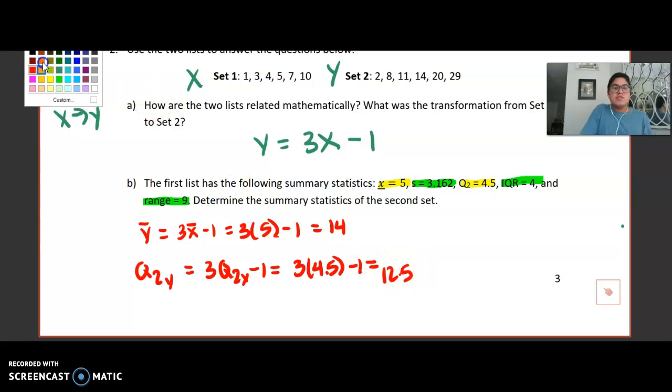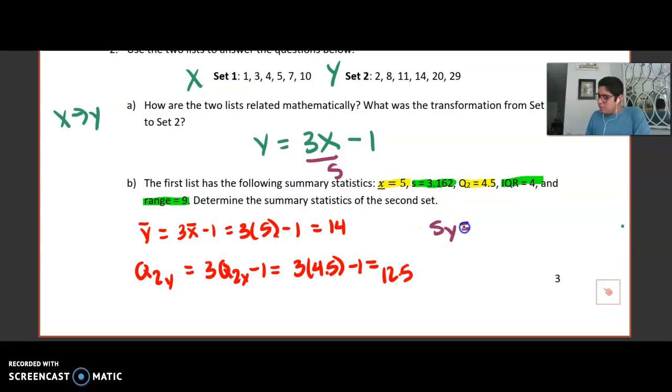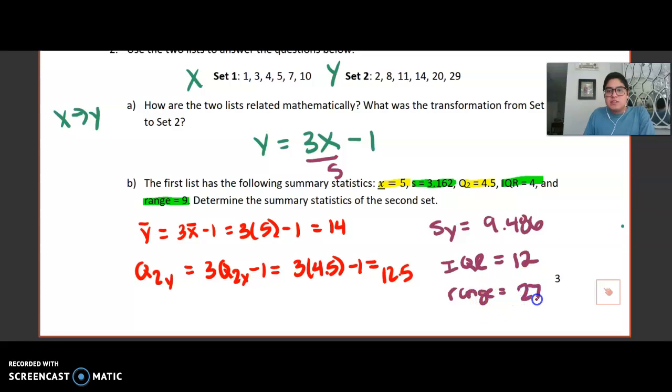And now for our measures of spread, I only care about the multiplication that's happening. That's going to change my spread here. So my standard deviation of Y, we'll call that SY, is going to be 3.162 times 3, so 9.486. My IQR, well, 4 times 3, that's going to give me 12, and my range is going to give me 27.